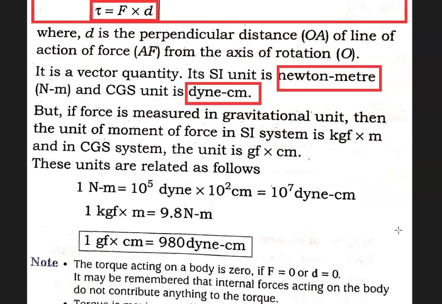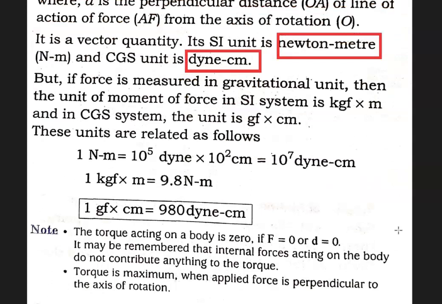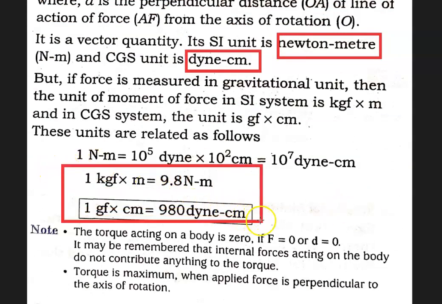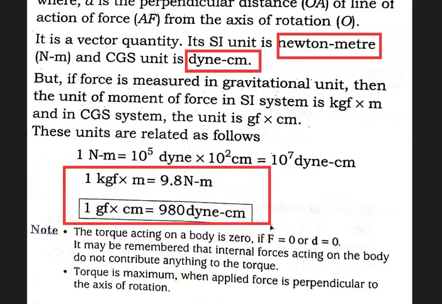We also have to remember the relationship that is given below. Two relationships actually. 1 kgf meter is equal to 9.8 Newton meter and 1 gram force centimeter is equal to 980 dyne centimeter. These conversions are often used when we solve the numericals. Two more important things to be noted.